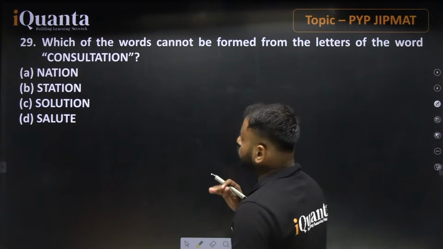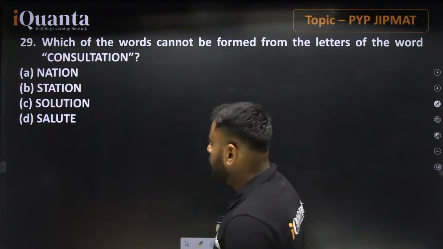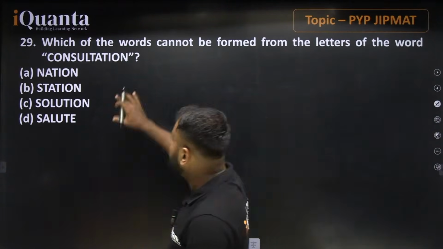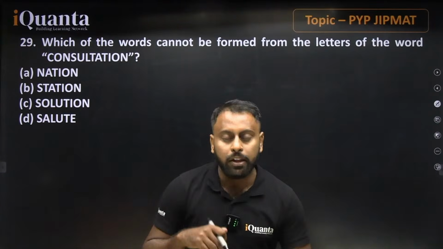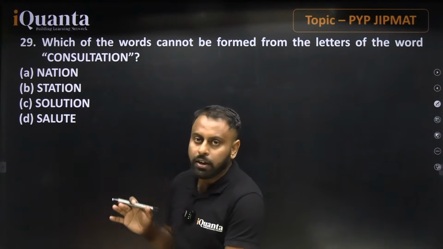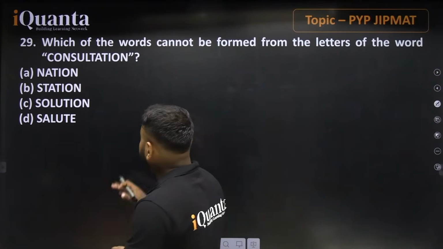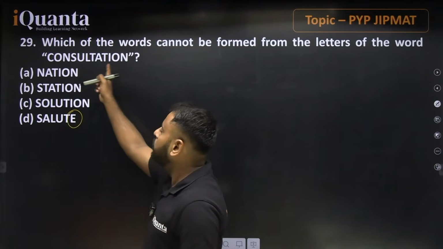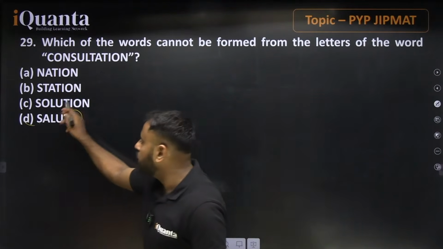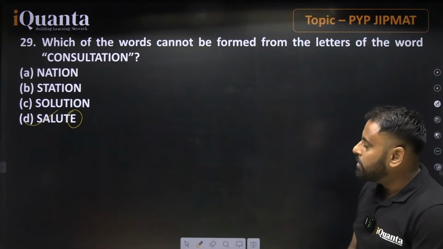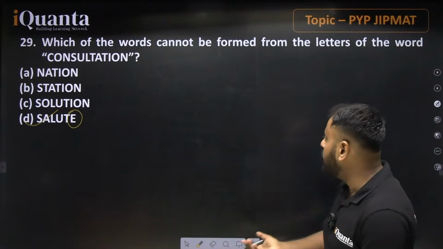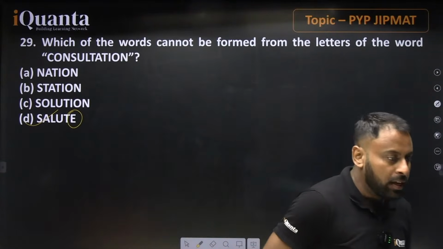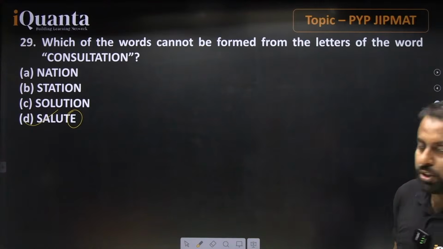Now let's move to this part. Question number 29. Which of the words cannot be formed from the letters of the word consultation? It means that using the letters of the word consultation, we need to make new words, and find which of the following cannot be made from the letters of the word consultation. Salute contains E, and we don't have E over here. So salute is the word which cannot be formed. The rest of the words can be formed with the letters of the word consultation except salute, because salute contains E. That's why the correct answer is option D. Clear?